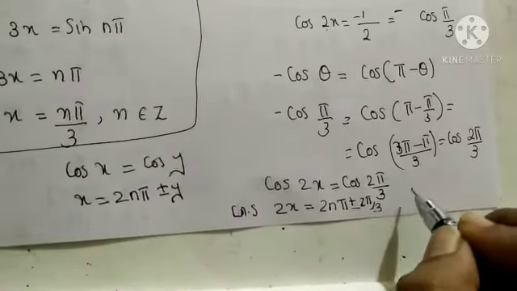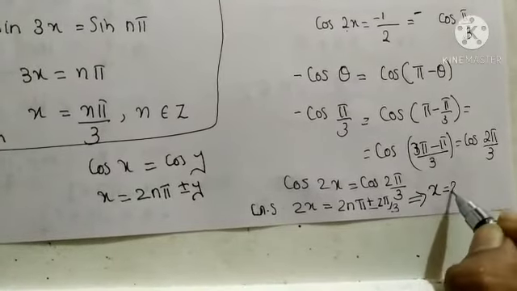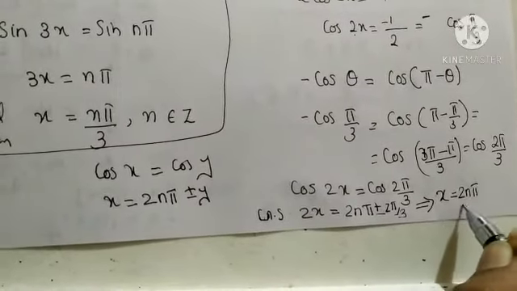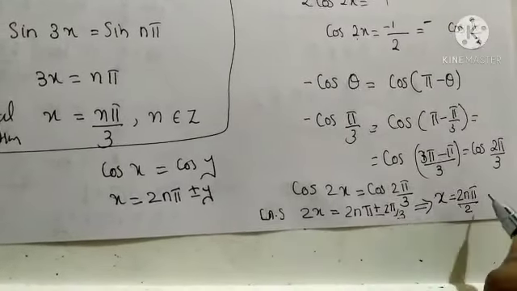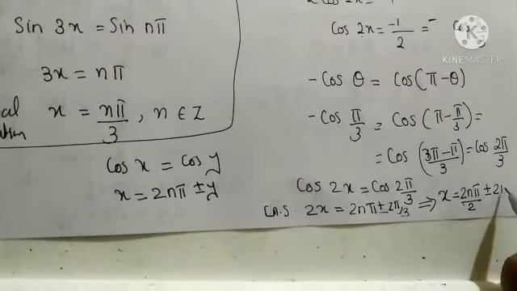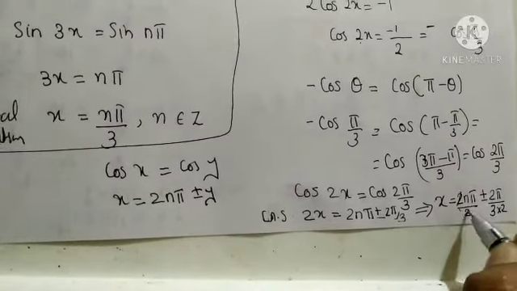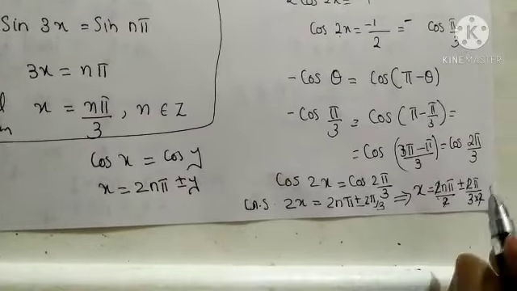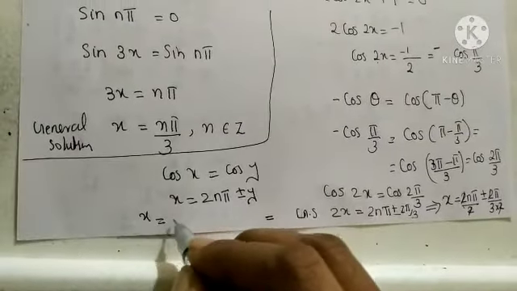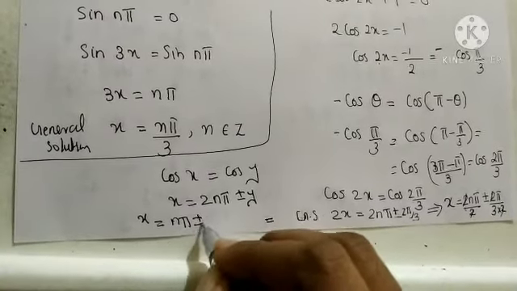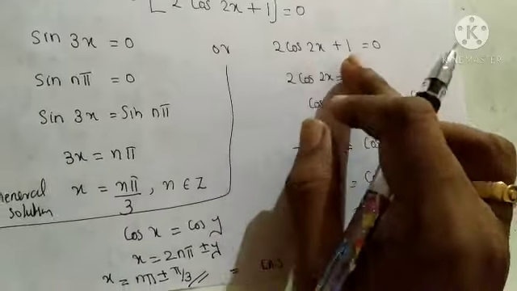For the general solution we need only the x value. So from this, x equals 2nπ/2, divided individually by 2, plus or minus 2π/(3 into 2). Cancelling these 2s here and here, the general solution is x equals nπ plus or minus π/3. So this is our general solution of 2 cos 2x plus 1.